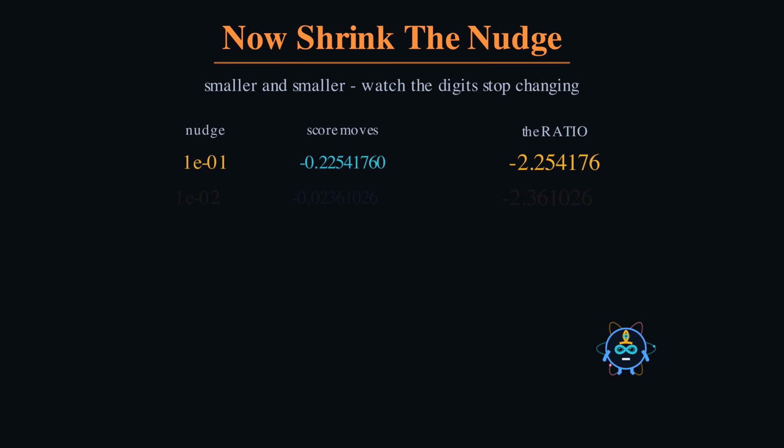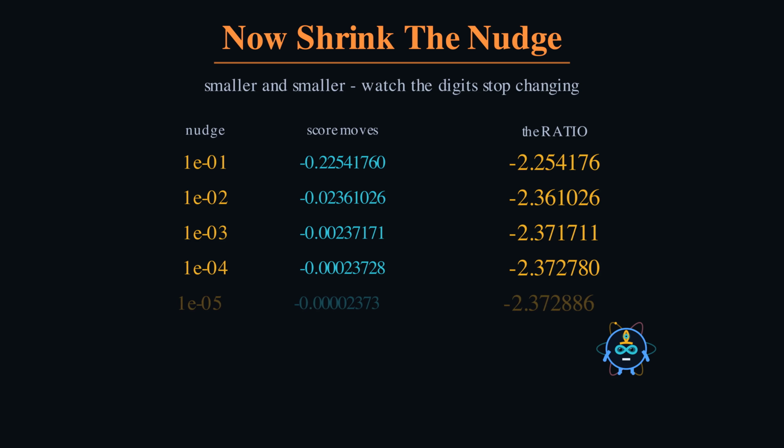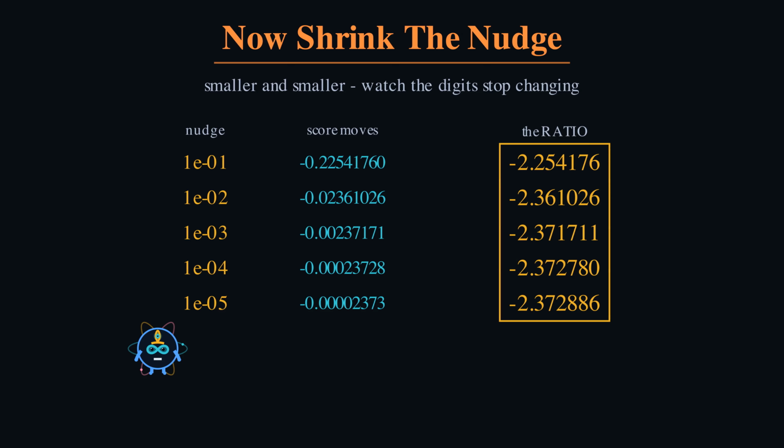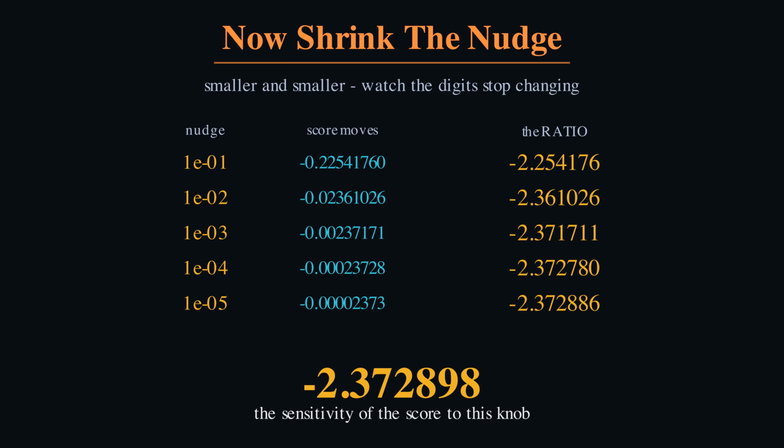Now do it again with a smaller nudge, and smaller, and smaller. The score barely moves at all, but look at the ratio. It is locking in. 2.2, 2.36, 2.371. The digits stop moving one at a time and they settle on a single number, minus 2.37. That is how sensitive the score is to this one knob.